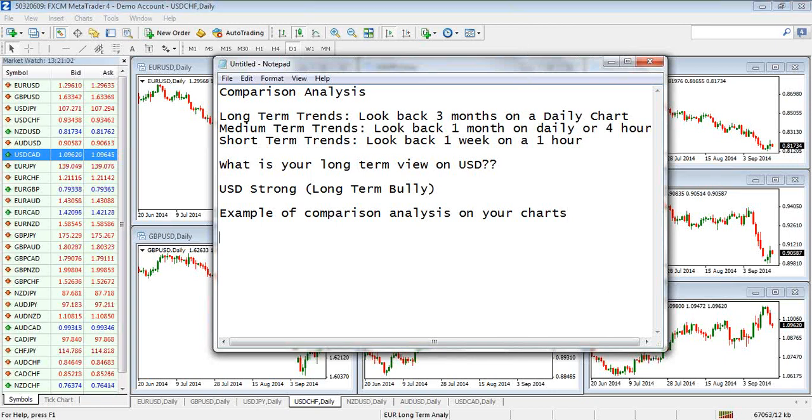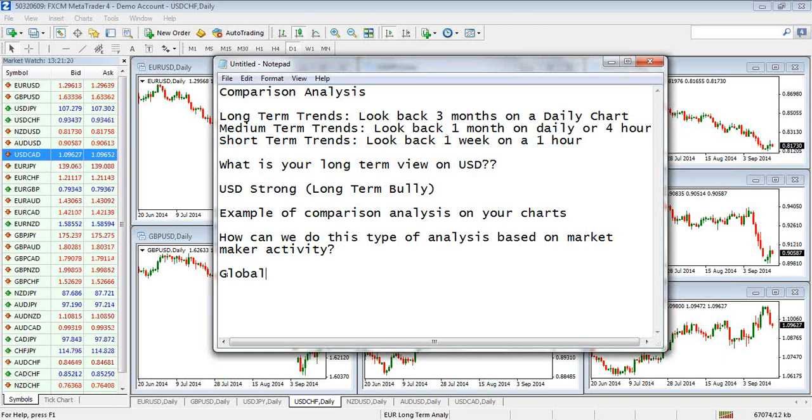The question would become, how can we do this type of analysis based on market maker activity? And the answer to that would be GlobalView and GroupView. Those are two things that we use. So I'm going to go back to the PowerPoint and show you this, because what I just showed you is how we do comparison analysis on the charts.